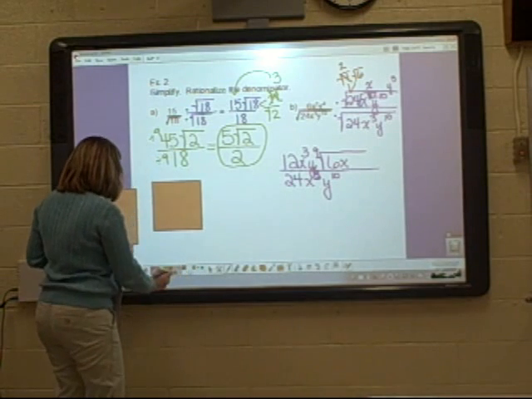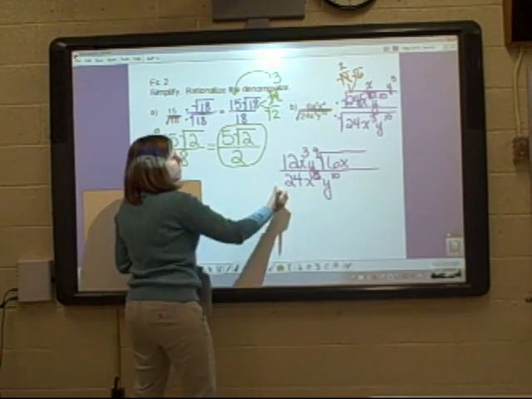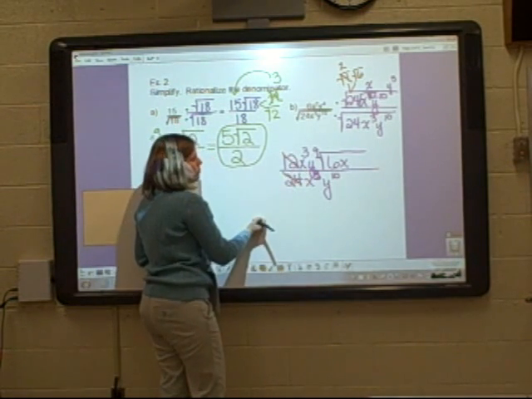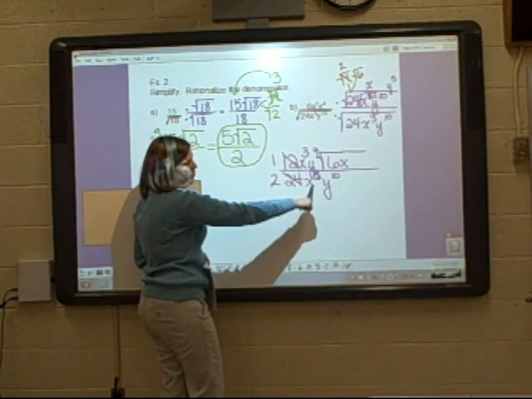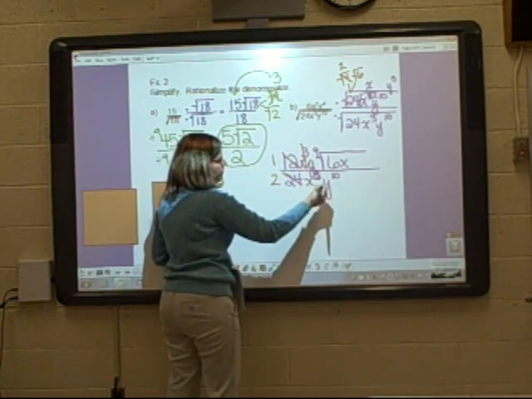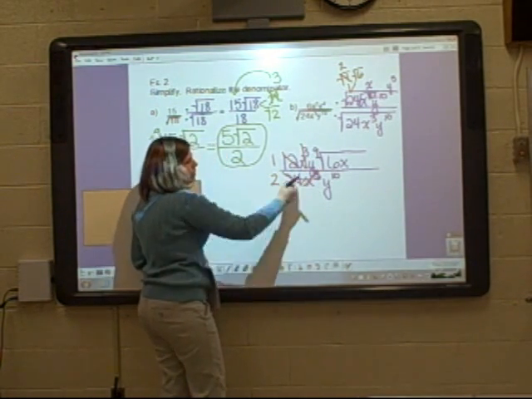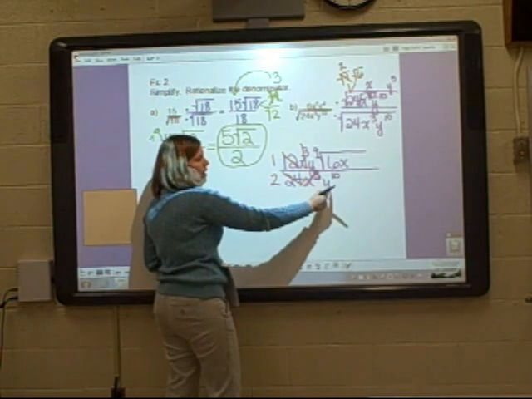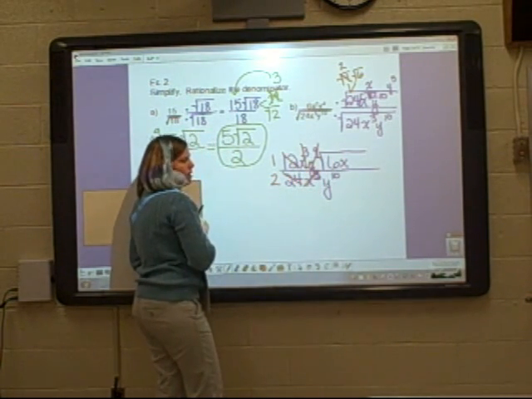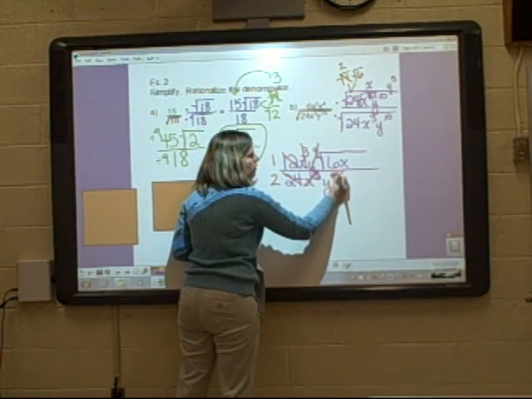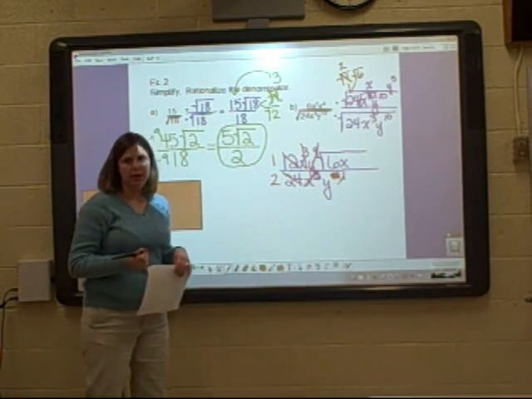Well, I know that 12 and 24 reduces to 1/2. X to the 3rd and x to the 3rd would cancel. And if I have 9 y's on top and 10 y's on the bottom, all 9 y's would cancel on top, and I would only have 1 left on the bottom.